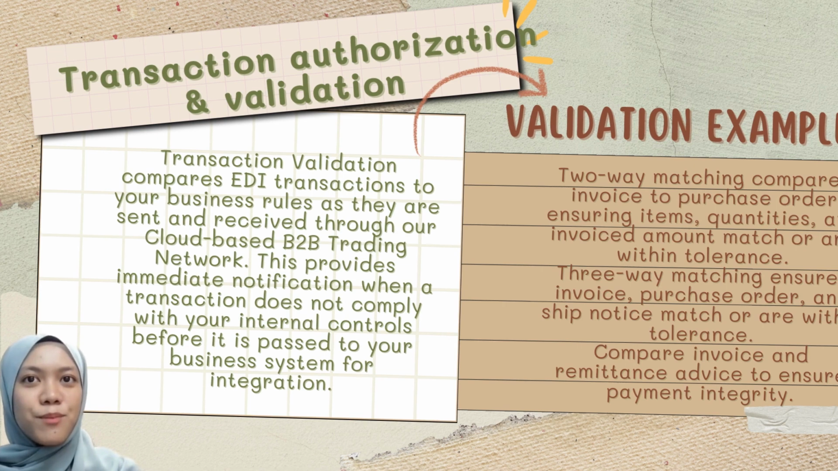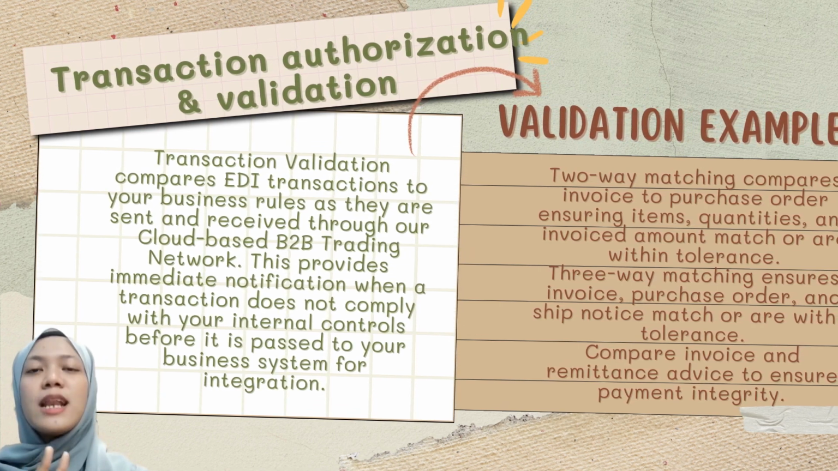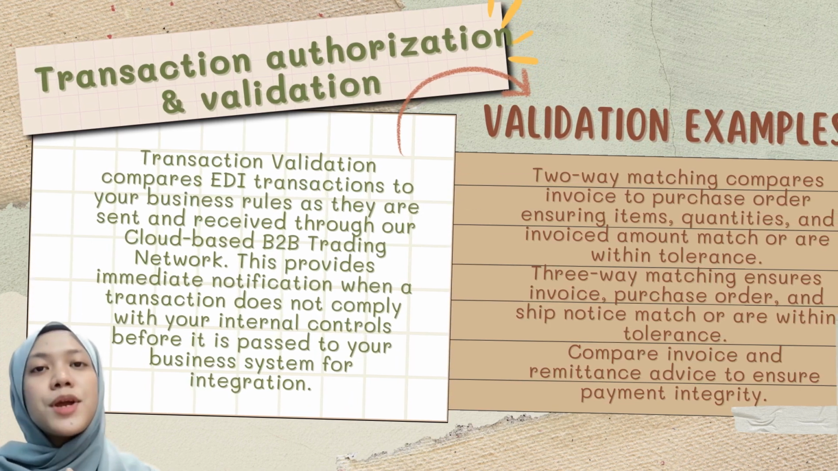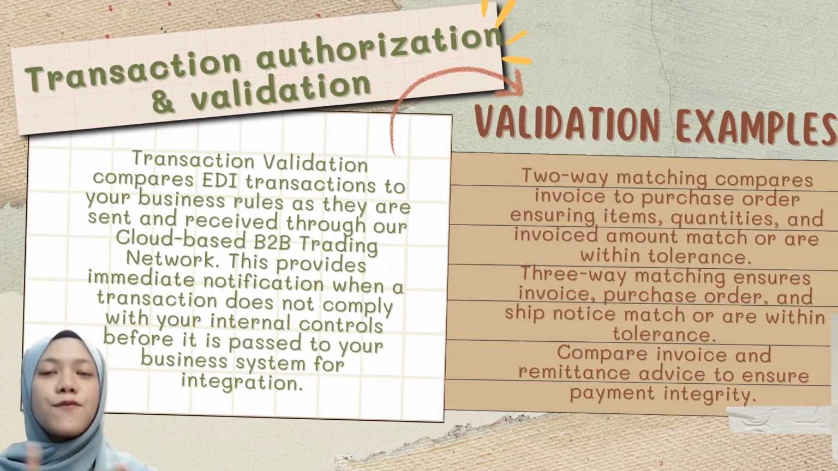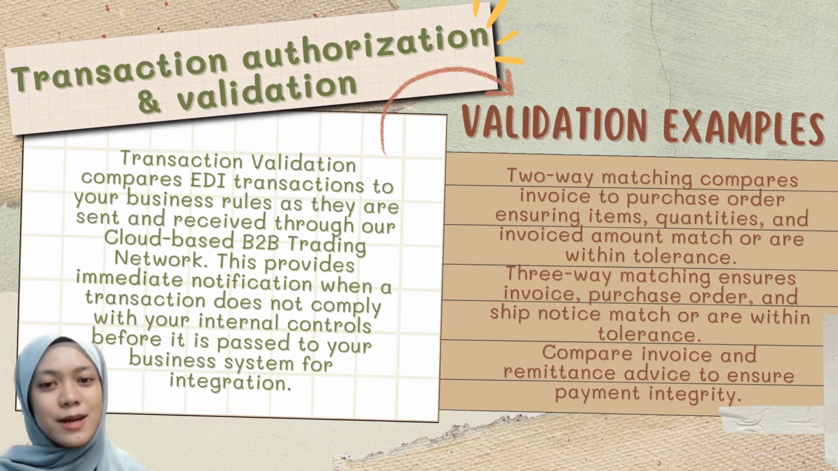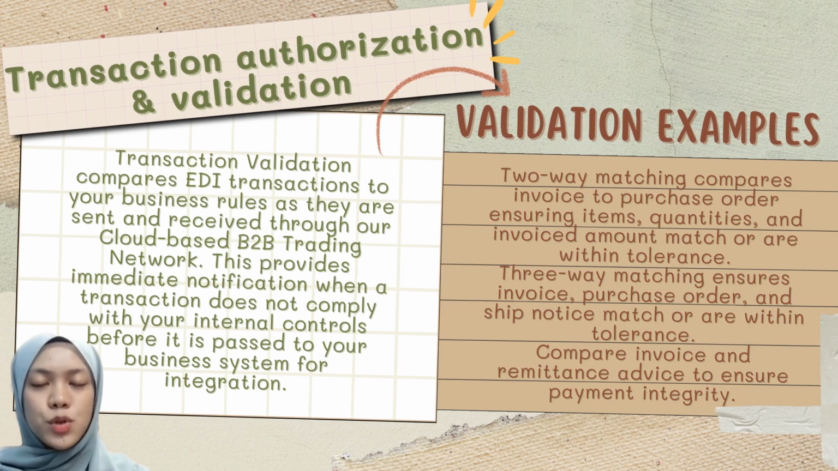Two-way matching compares invoice to purchase order, ensuring items, quantities, and invoice amount match or are within tolerance. Three-way matching ensures invoice, purchase order, and ship notice match or are within tolerance. Compare invoice and remittance advice to ensure payment integrity.